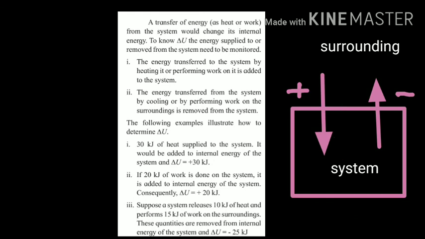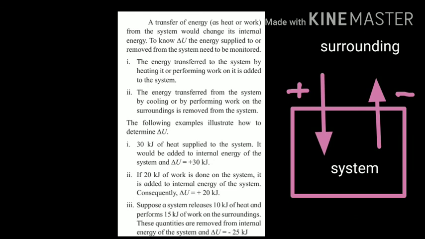The second example is if 20 kilojoule of work is done on the system, it is added to the internal energy of the system. Hence delta U is equal to plus 20 kilojoule. So even in this case, the work is done by the surrounding on the system. Again observe the red arrow. Hence it is going to have a positive sign.